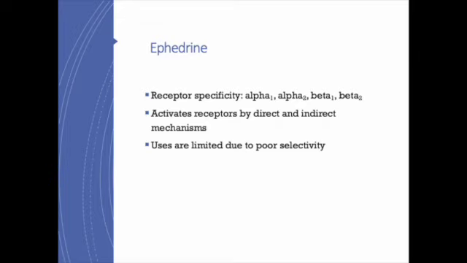Ephedrine is specific for alpha-1, alpha-2, beta-1, and beta-2, and it is another one of the non-catecholamine drugs. It has a mixed acting activation of adrenergic receptors by both direct and indirect mechanisms. Directly, it's going to bind to alpha and beta receptors, and indirectly, it's releasing norepinephrine from adrenergic neurons. But because we have more selective adrenergic agonists, we don't really have a wide use for ephedrine.